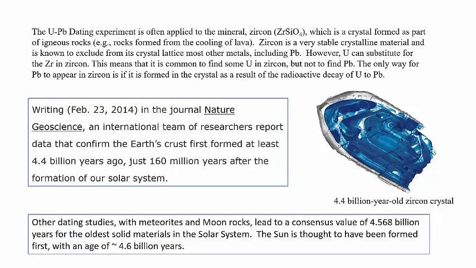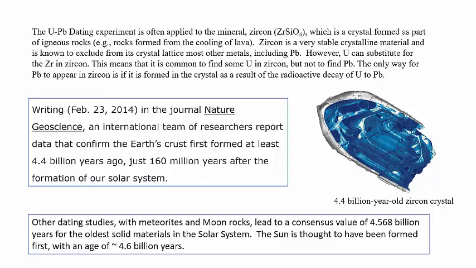One example of this uranium to lead dating involves the mineral zircon. Zircon is a crystalline material, and I show you to the right a photo of a particular zircon crystal that has been studied recently. And zircon is a crystal formed as part of igneous rock, and we'll learn later on that igneous rock is formed as a result of the cooling of lava spewing out of volcanoes.